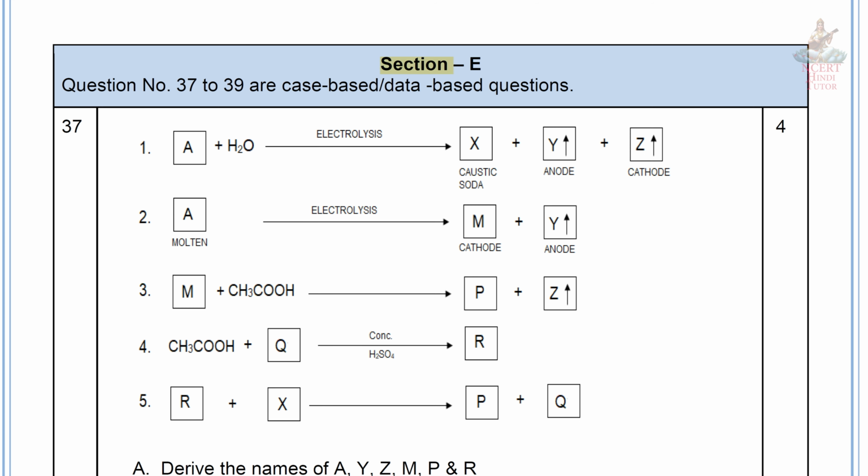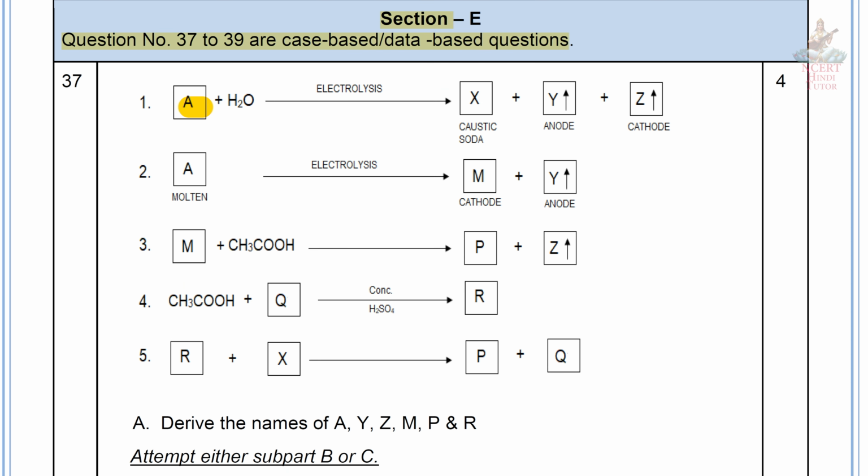Section E. Question number 37 to 39 are case-based, data-based questions. First, A plus H2O under electrolysis gives caustic soda X, anode Y, cathode Z. Second, A molten under electrolysis gives M cathode, Y anode. M plus CH3COOH gives P plus Z. CH3COOH plus Q under concentrated H2SO4 gives R. R plus X gives P plus Q. A. Derive the names of A, Y, Z, M, P and R.